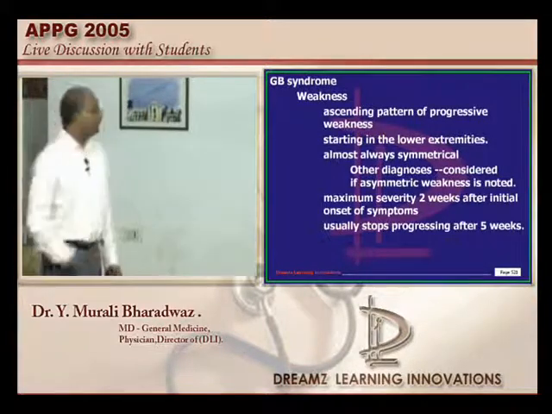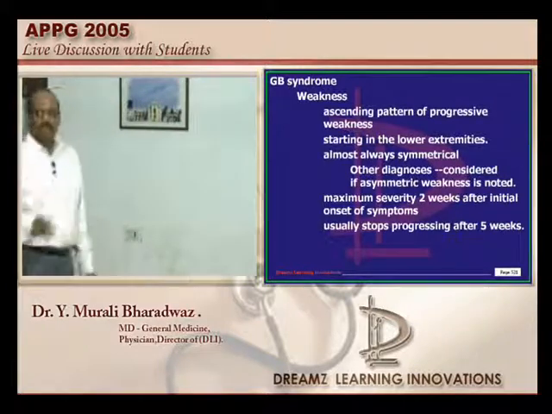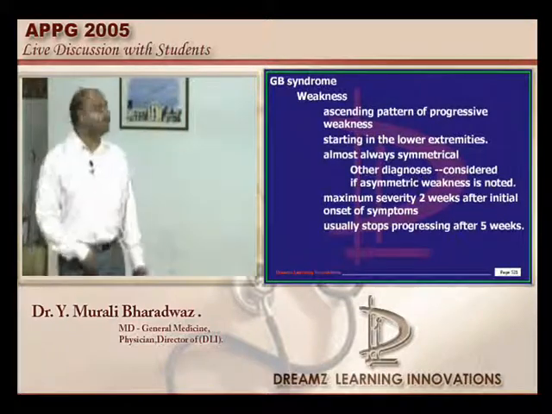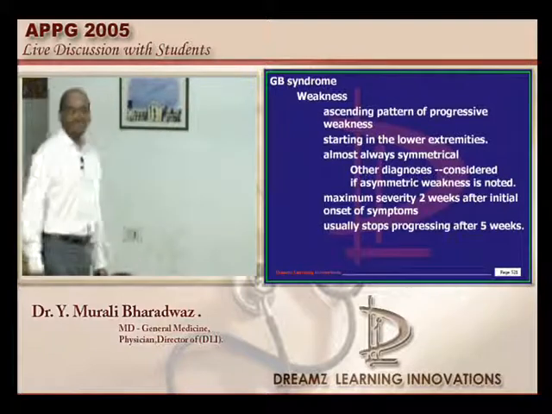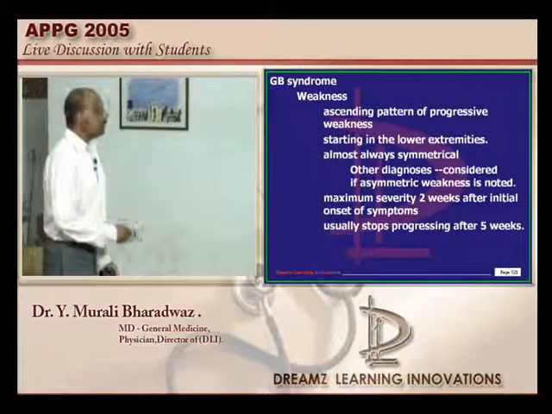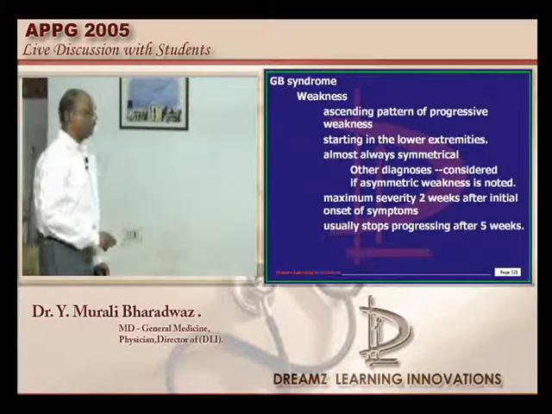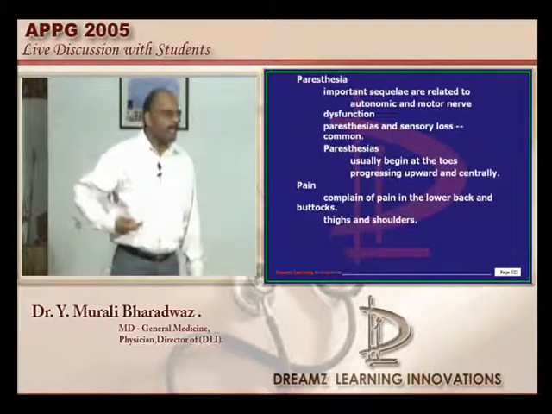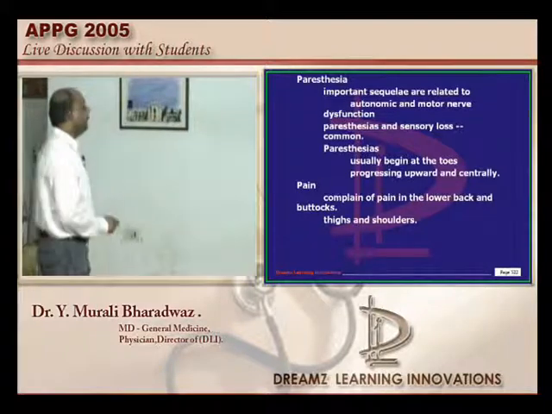It is ascending, progressive weakness, starts in the lower extremities. It is almost always symmetrical, which differentiates it from poliomyelitis, which is more asymmetrical in nature, and maximum severity will be developing within 2 weeks after the initial symptoms. That is, the fever will be there. After 2 weeks, GB syndrome will be starting, and usually it stops by itself within about 5 weeks, is what I want to underscore to all of you. But during its clinical illness, while it ascends up, if it involves the diaphragm, the patient can go into respiratory paralysis, is what you need to remember.